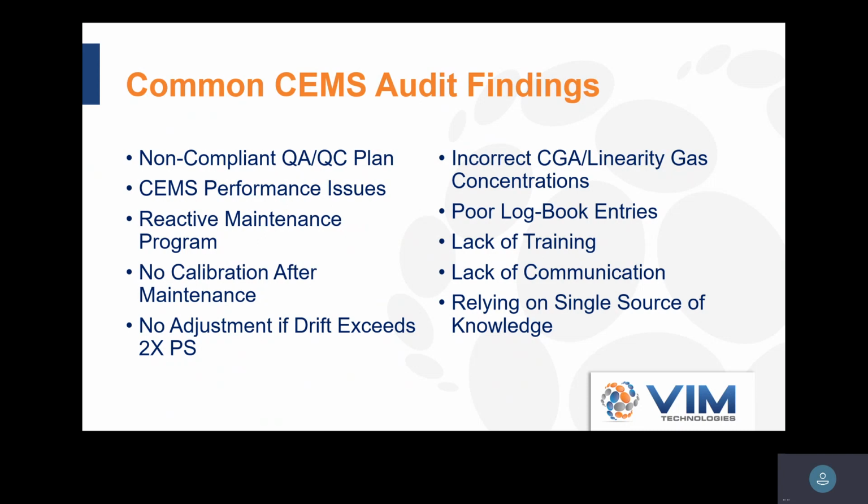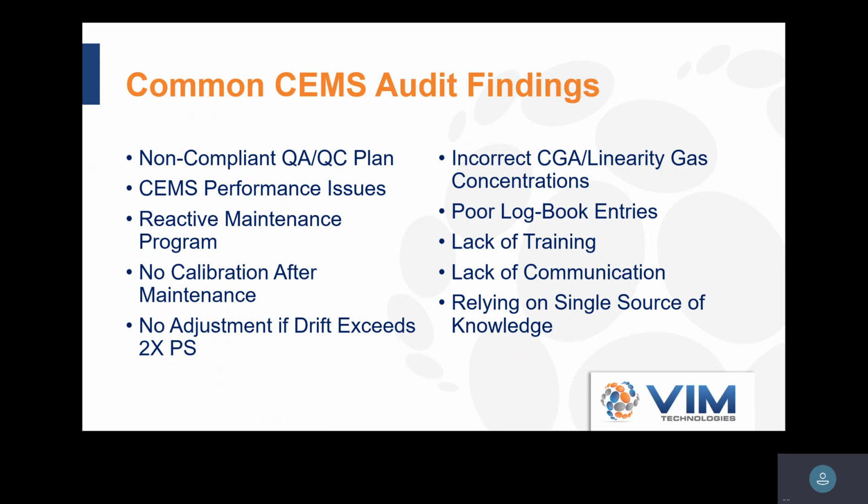So the first one is having a non-compliant QA/QC plan. Either the plan's outdated, the plan doesn't exist, or it doesn't contain the specifics that are detailed in the applicable regulations. Also, without question, I come across a lot of CEMS performance issues where the sample is not being conditioned properly, and therefore the system itself is not providing reliable data. And then having a reactive maintenance program. So essentially that means you go out and work on your CEMS when it breaks down, and there's no real preventative maintenance schedule implemented. And generally, when you see a reactive maintenance program, you're going to see a lot more performance issues with the systems.